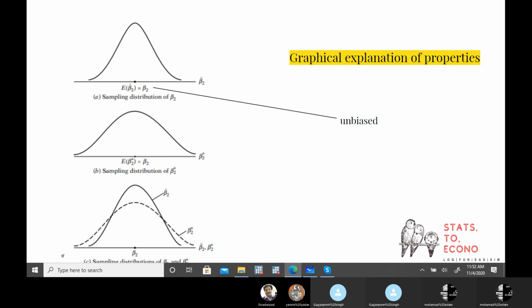But the unbiased property proves that it's not true that the actual sample estimate is equal to the population estimate, but at least if we take an average of all the sample estimates, they are equal to the population parameter, and this is what we call unbiased.